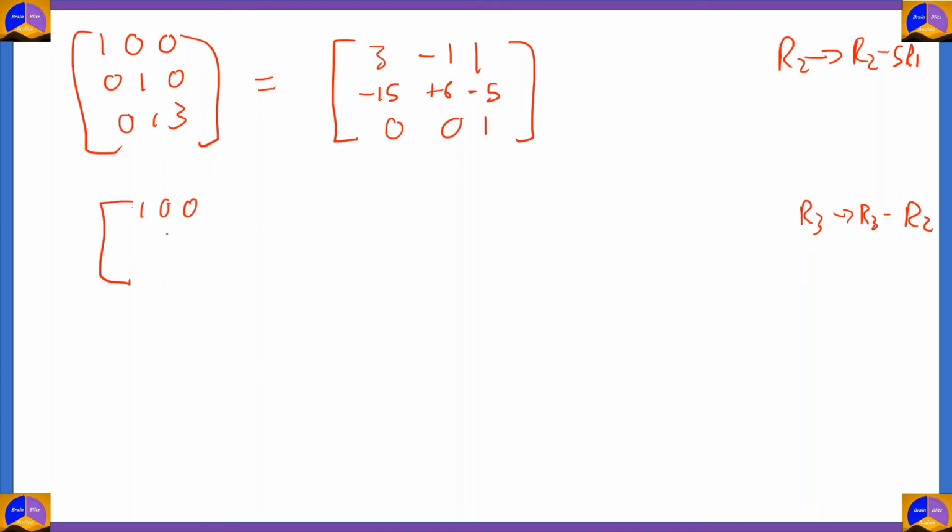So row 1 still stays the same, 1, 0, 0, 1, 0, 0, and then row 2 remains the same, 0, 1, 0. At row 3, 0 minus 0 is 0, 1 minus 1 is 0, 3 minus 0 is 3, which is equal to 3 minus 1, 1, minus 15 plus 6 minus 5, and 0 minus minus 15, so that is plus 15, and 0 minus 6, so that's minus 6, 1 minus minus 5, that's 1 plus 5, so 6.